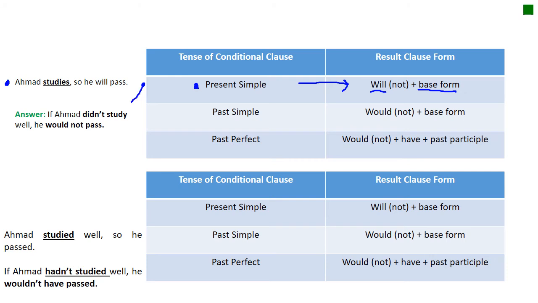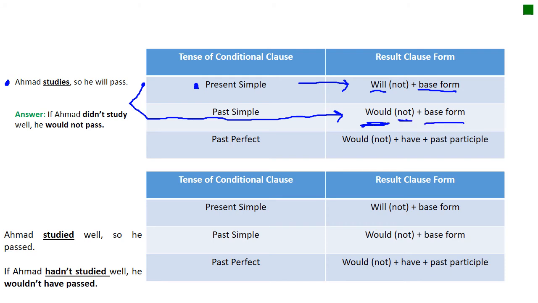Look at what I do with this chart. I go like that. Past simple. So if Ahmed didn't study, of course, the step of putting the negative. If Ahmed didn't study, now what do I write in the result clause? I move like that, down to the past and forward to the result clause. What do I need to do? Would. Those are standard, not past, base form.